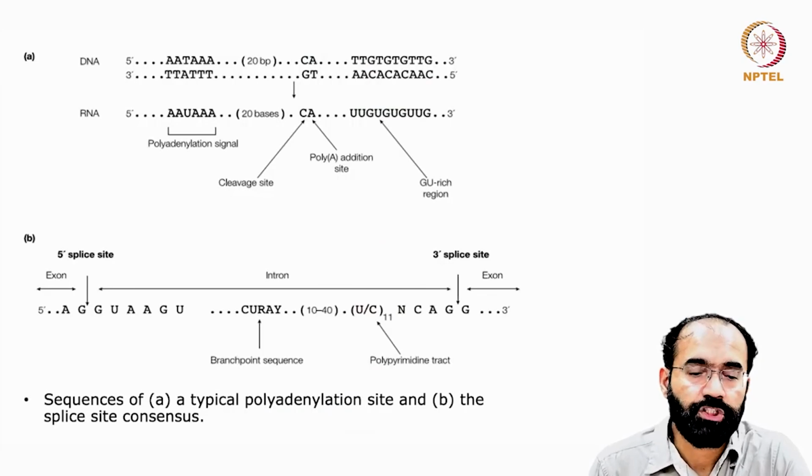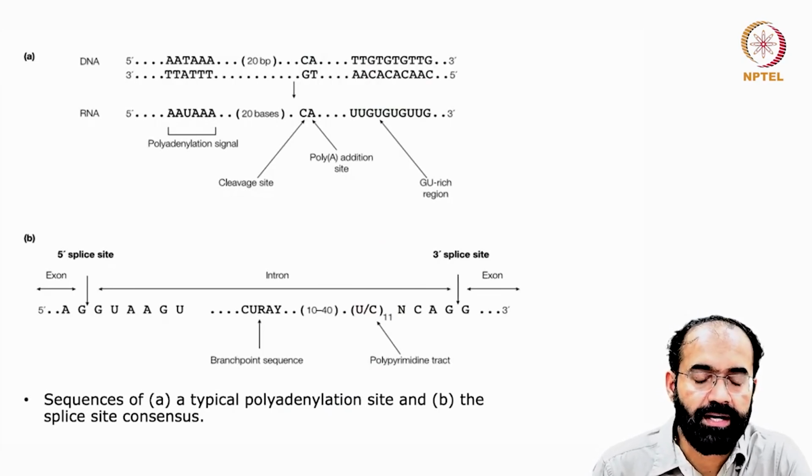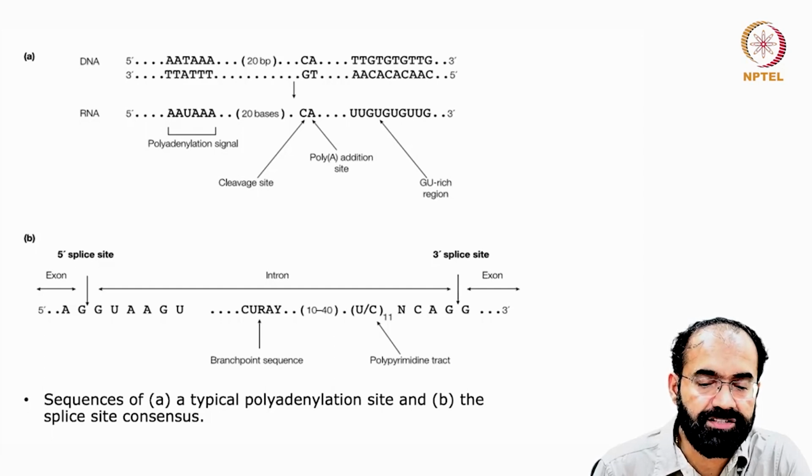And this picture shows the unique features that have to be present in the DNA and also in the subsequent RNA. You can see here you have a sequence AAT-AAA, and then you have 20 base pairs of any random bases, then you have a CA followed by TT, GT, GT, G, TT, G.